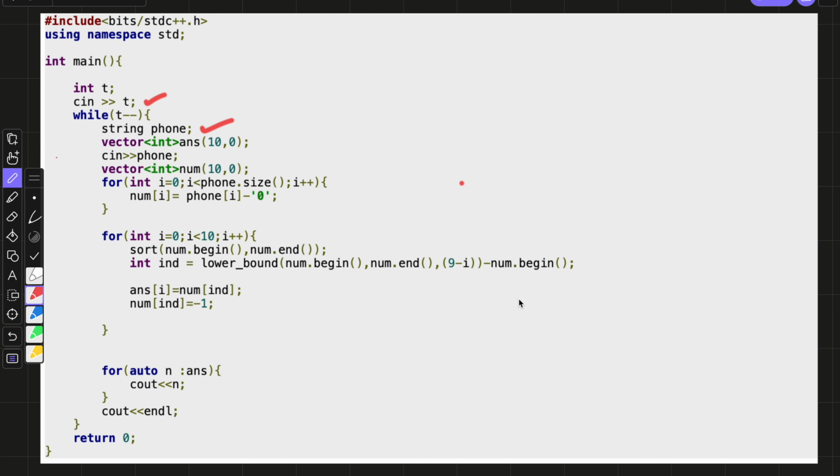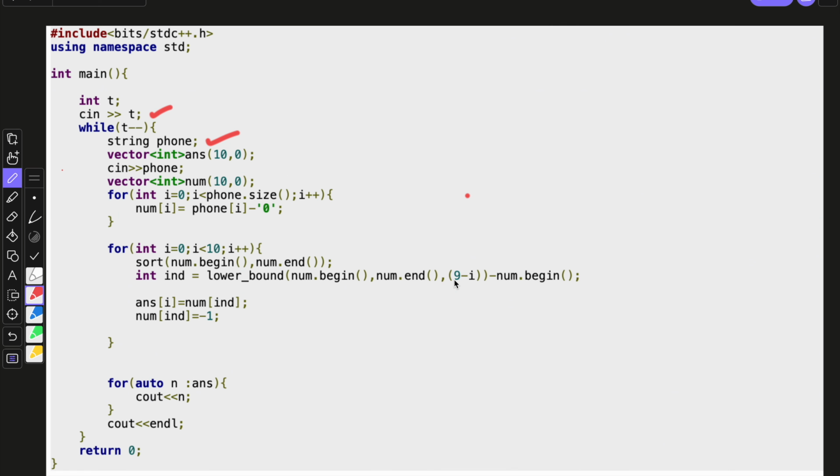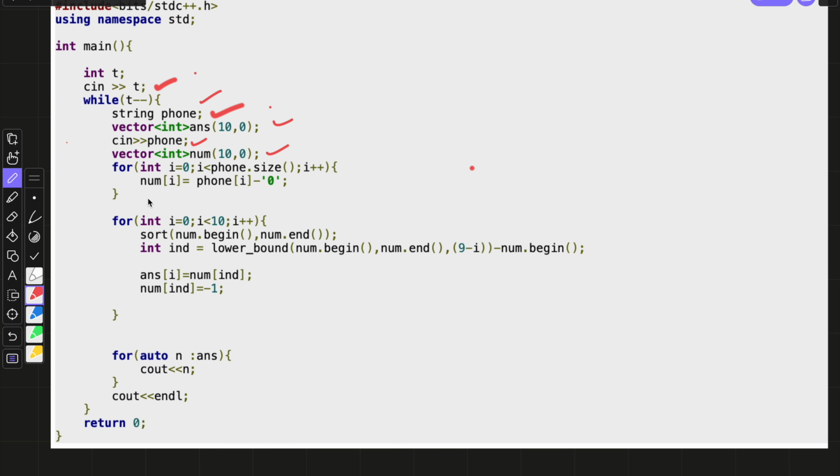So let's see the solution in order to know how we are going to implement that. We enter the integer t, the number of test cases. Then we have the string in which we input the phone number. We have two vectors declared. One is for storing the answer and the other is for converting the phone string into array form so that we can implement the lower bound function. Here we convert the string into an array.